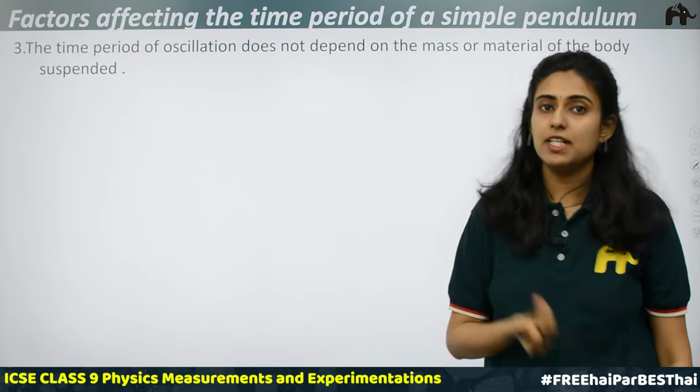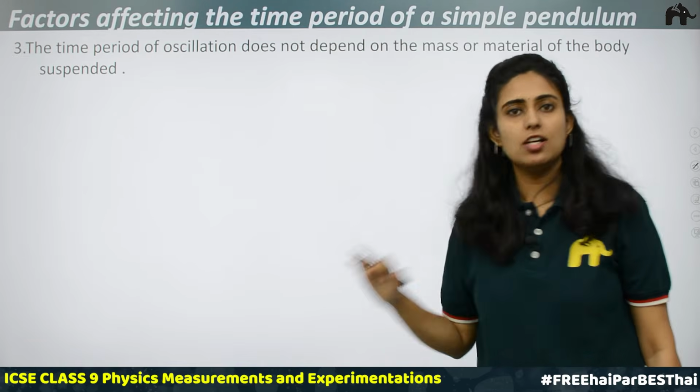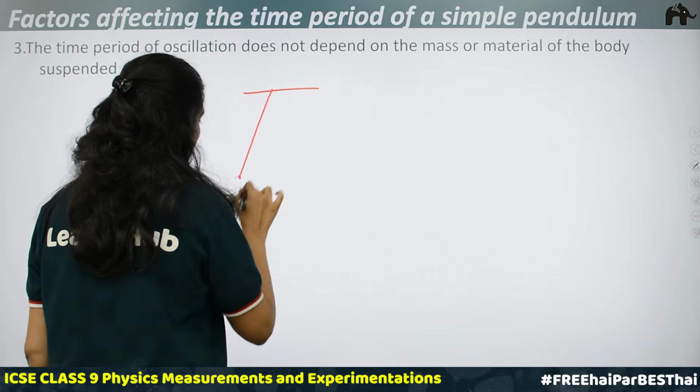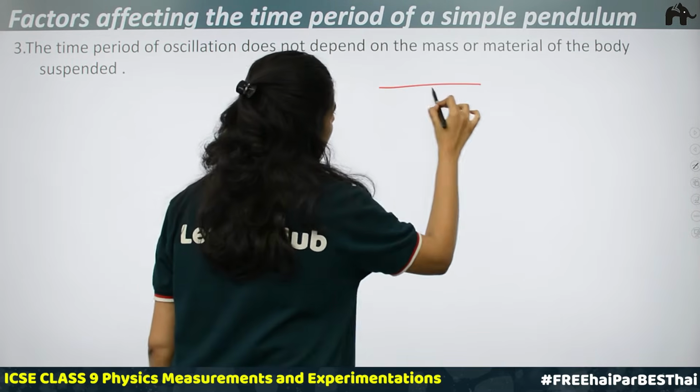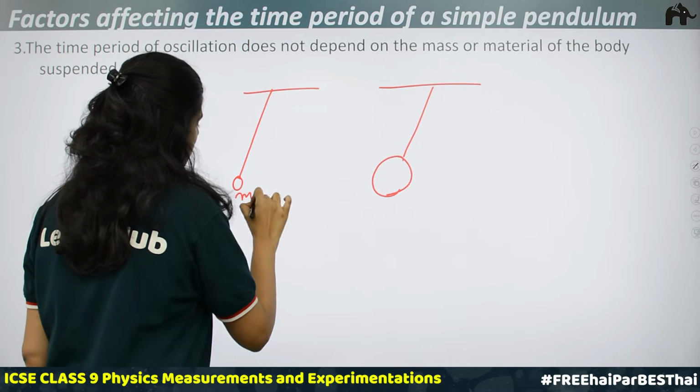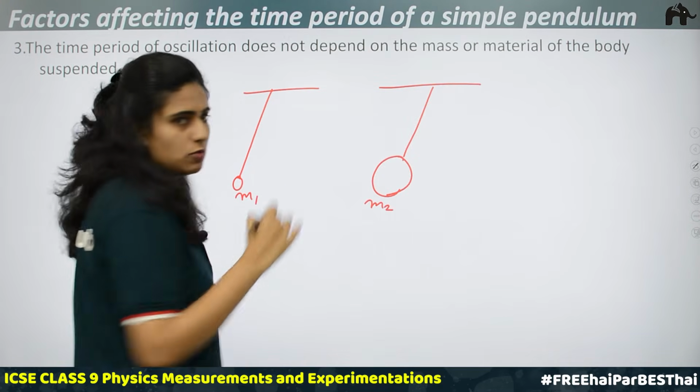Next is how time period is dependent on mass. Actually, time period does not depend on mass. If you are taking two pendulums, you are suspending two pendulums. This is the first one and this is the second one. So here you can see this is of mass m1, this is of mass m2.